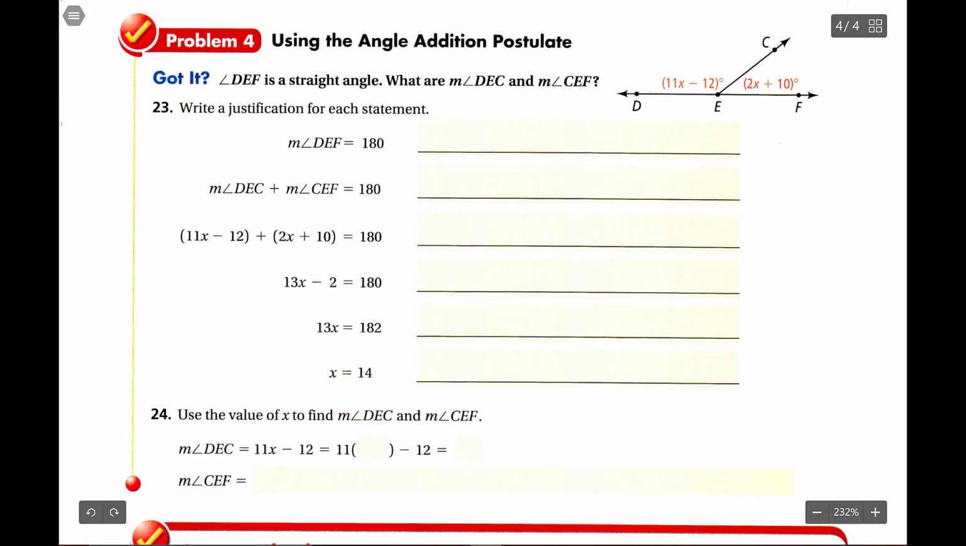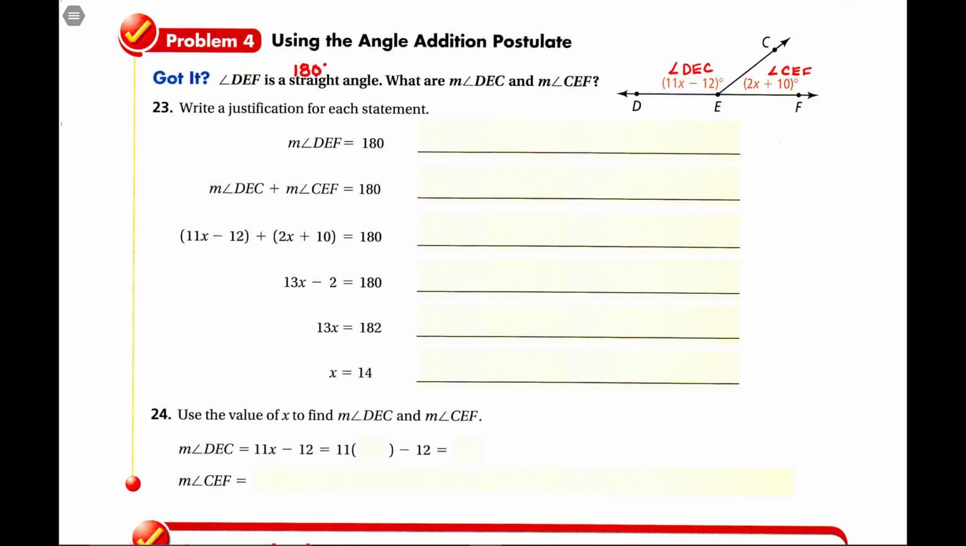Problem number 4, using the angle addition postulate, we want to go through the steps and justify each step in the process to complete this problem. If angle DEF is a straight angle, so we know that's 180 degrees, I'm just going to write that on here for notation. What are the measures of angle DEC and angle CEF? DEC is given by the expression 11x minus 12, and angle CEF is given by the expression 2x plus 10.